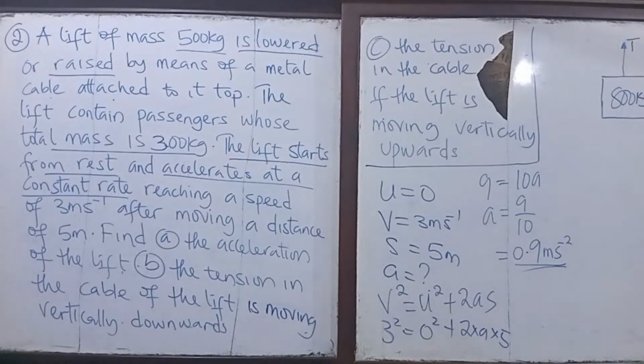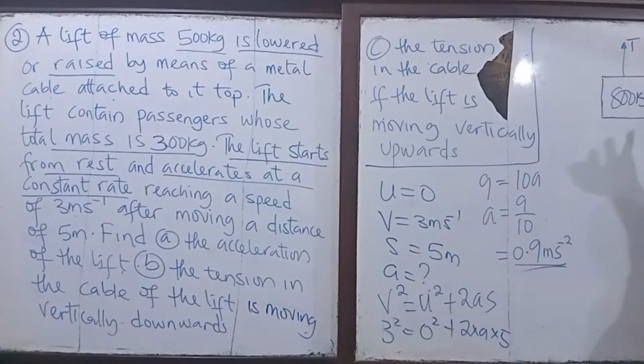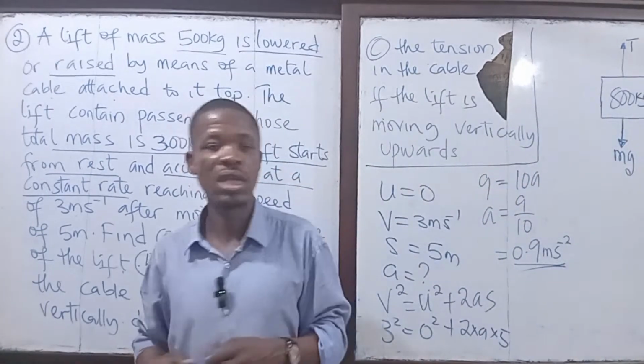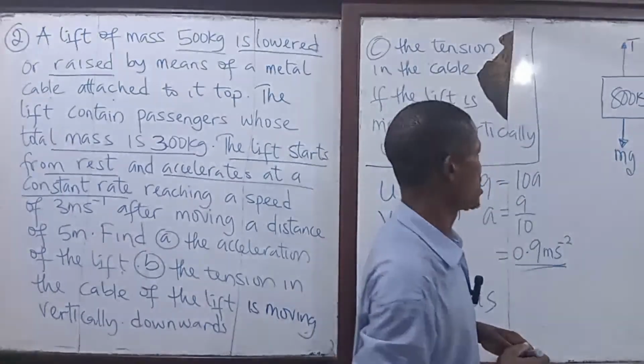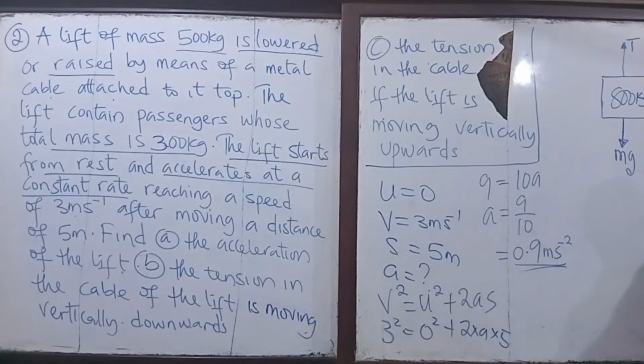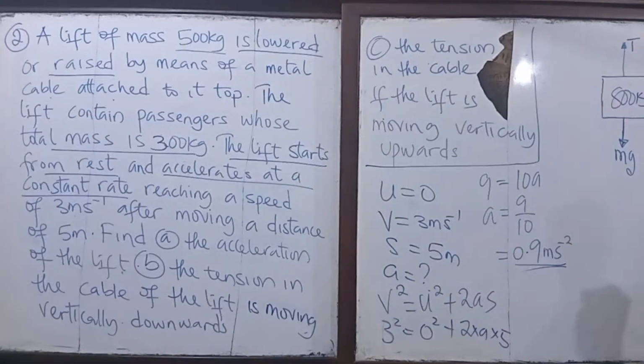The tension in the cable if the lift is moving vertically upward. If the lift is moving vertically upward, then the weight of that lift will be going down, acting downward. In that case, the acceleration is upward. Based on that question, the tension in the cable of the lift is acting vertically upward.